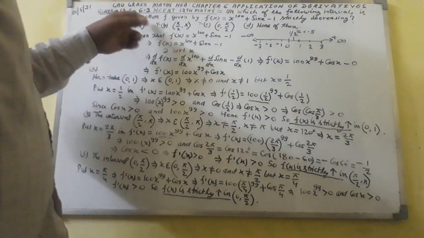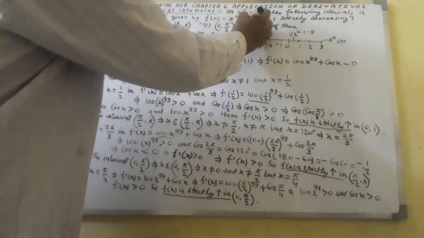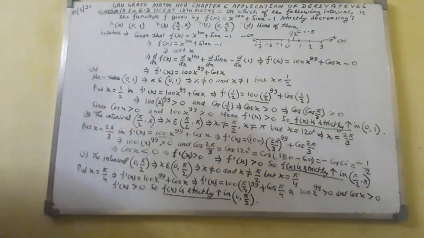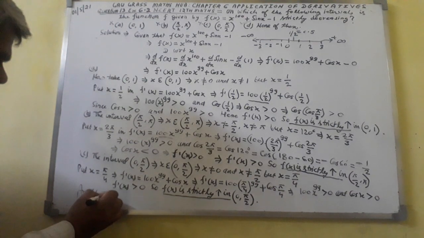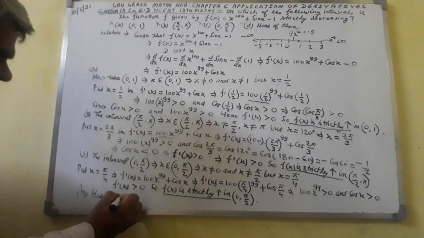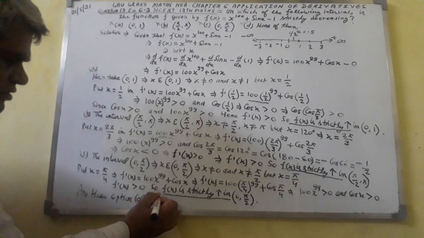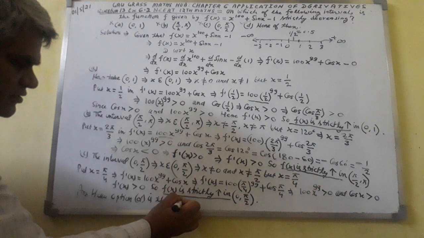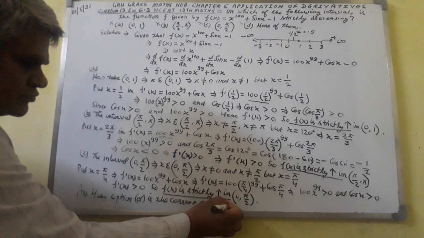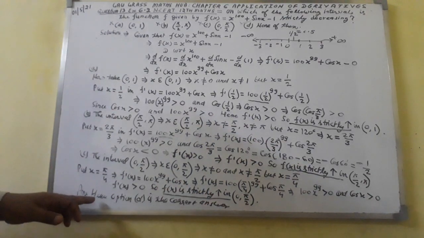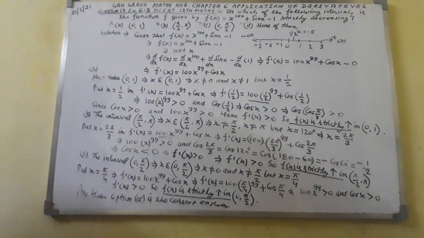Option A is not correct, option B is not correct, option C is not correct. I have verified. This means that option D is the correct answer. So here I shall write, Answer. Hence, option D is the correct answer. Hence, option D, none of these, is the correct answer.